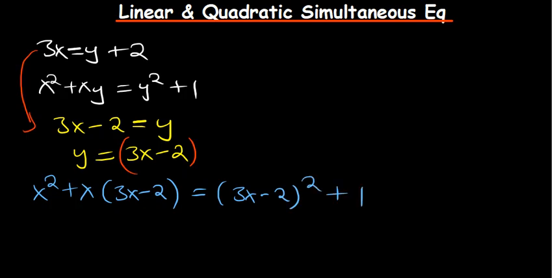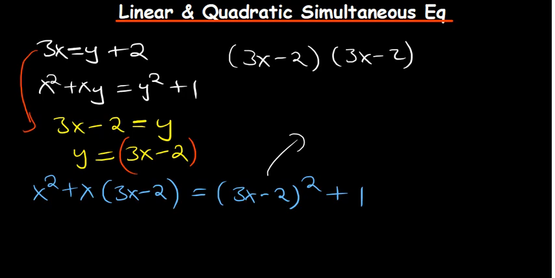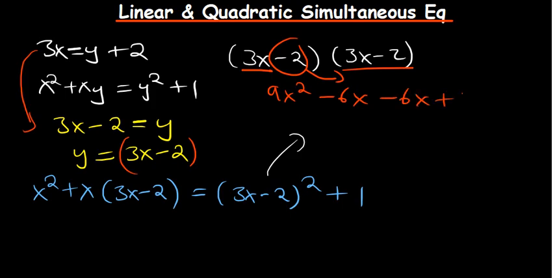So let me simplify this part. That means we have 3x minus 2 times 3x minus 2. I'll start by multiplying 3x by the entire other part. So 3x times 3x is 9x squared. 3x times minus 2 is minus 6x. And then all the same again by -2. So I have minus 6x again, and then a plus 4. 9x squared minus 12x plus 4.